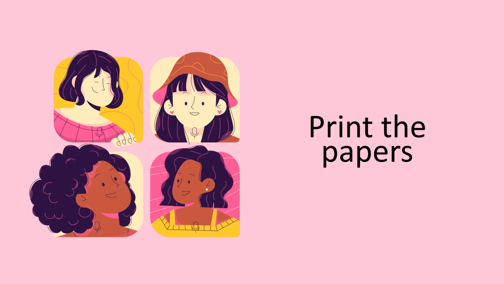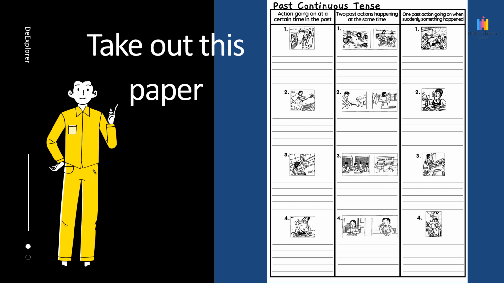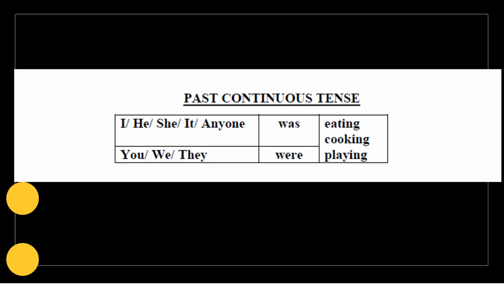You need to print out the two pieces of paper. These are the two pieces of paper that you need to print out. Take out this piece of paper first. Past continuous tense. Now take a look at this table.